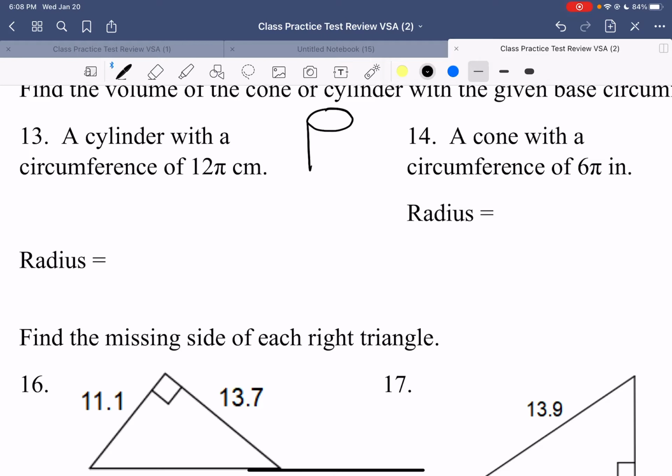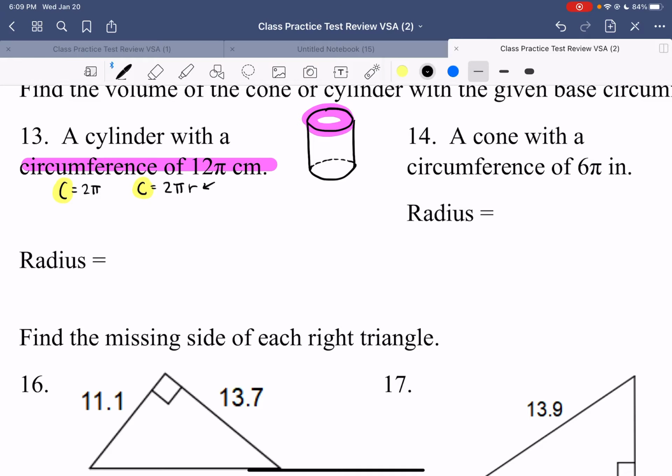So we have a cylinder here. And the cylinder that they give us here has a circumference of 12 pi. So remembering that the circumference is the measurement around the circle. And what we're going to have to notice here is that on the formula chart, we see that circumference equals 2 pi r. That's the formula that they give you. So if we have a C and a C, we should be able to set those equal to each other so we can solve for r.